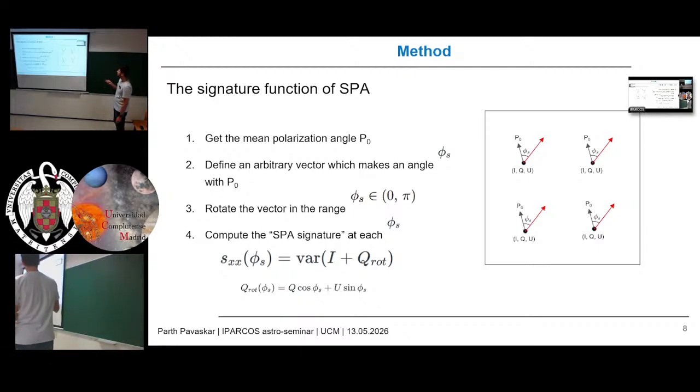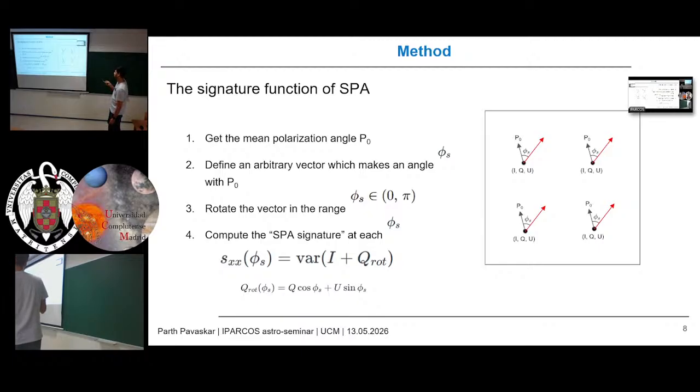Imagine you have a region of interest that has some lines of sight, and with each line of sight there is an associated set of Stokes parameters, the synchrotron polarization parameters. Then you can also compute a mean polarization angle inside your region of interest, which I show here with this vector p0. Then you define an arbitrary vector, shown here by this red arrow, and we call it the Stokes frame because it sounds nice. But it's completely arbitrary, and it makes an angle phi s with p0, and then you rotate the Stokes frame so that it goes from p0 to minus p0.